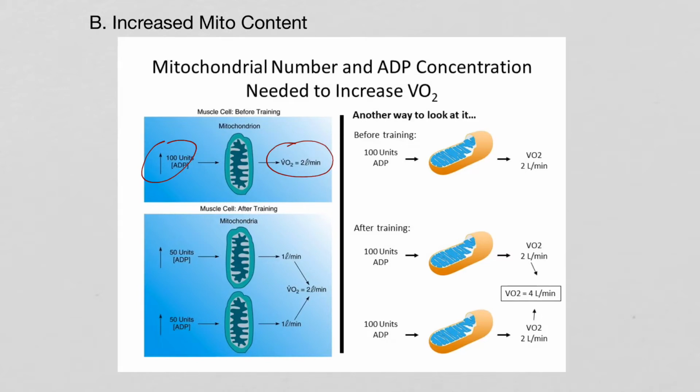But now, instead of doubling the size of the mitochondria, the previous version of your book just made 2 mitochondria, and they said, what if we get more mitochondria? Well, now each one of these can have an uptake of 50 units of ADP, which is cut in half, right? And only needs 1 liter per minute, which then, of course, yields 2 liters per minute, which is the same VO2 as what happened above before training. But now with training, again, we can accomplish the same oxygen uptake with a smaller concentration of ADP.